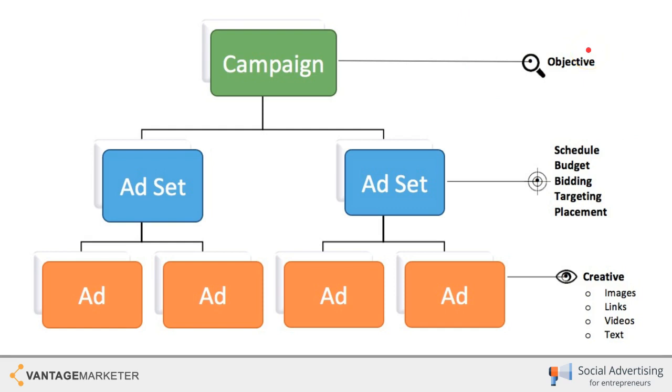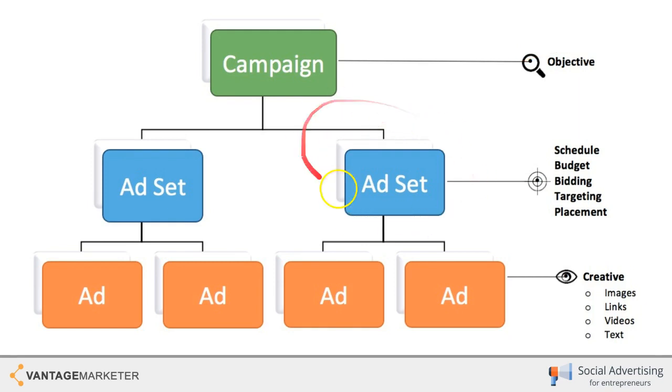At the campaign level up top here, this is where you basically choose your objective. There are a ton of different objectives, and we're going to go into much more detail on that in the next video. But for now, just know that your ad objective is what you want people to do when they see your ad. Do you want them to click? Do you want them to like? Do you want them to convert? We'll get into more detail on that.